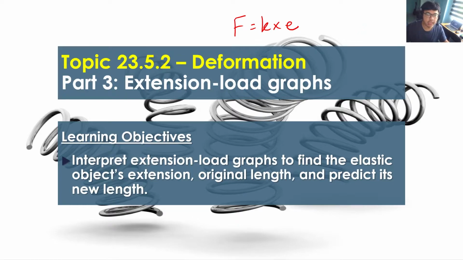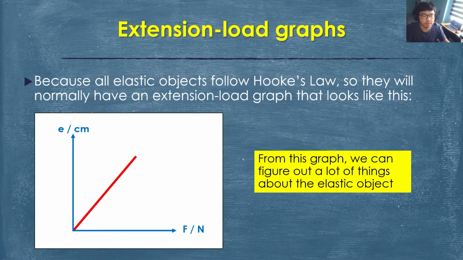Today, we're going to look at extension load graphs and how to read them and get information from them. All elastic objects follow Hooke's law, and because of that, if you do an experiment and plot a graph for that object, it will always be a straight line graph like this. You plot e, that is the extension, how much longer the spring becomes, and F, that is the force, how strongly the spring is being pulled. You have an extension force graph. From this graph, we can figure out a lot of things about the elastic object.